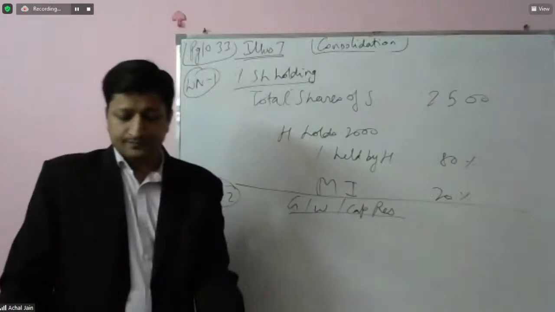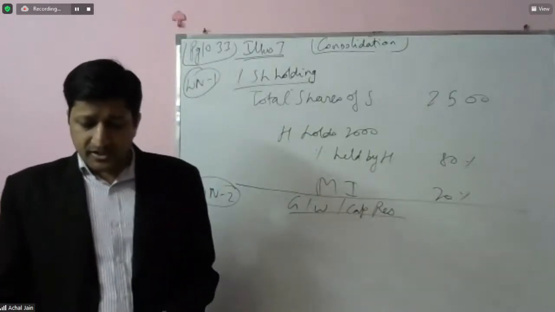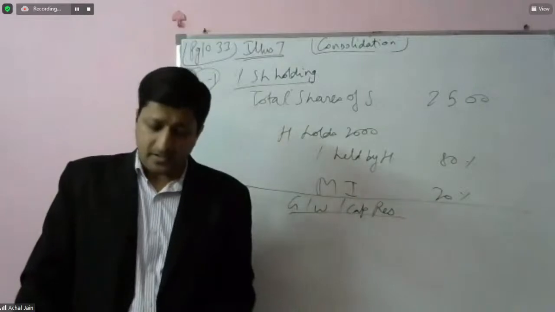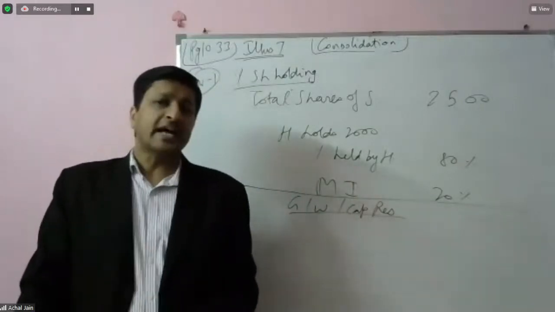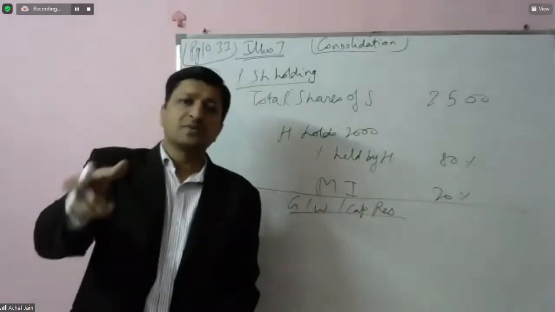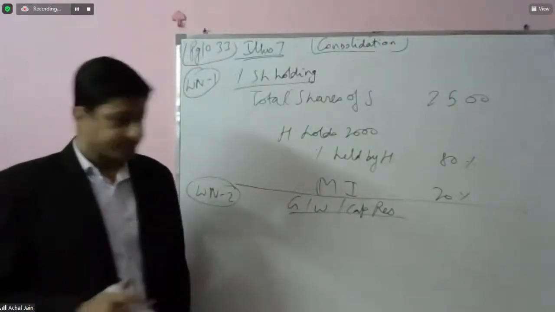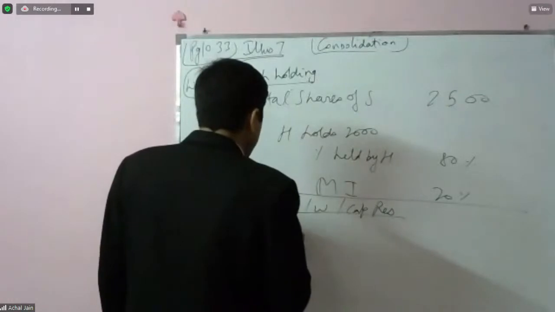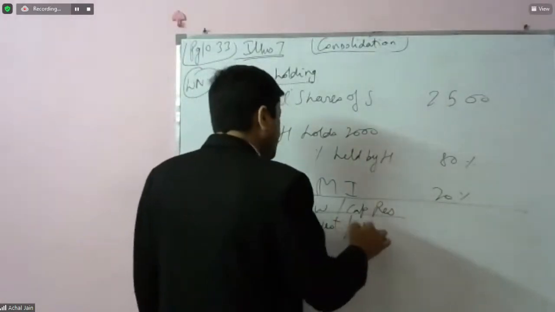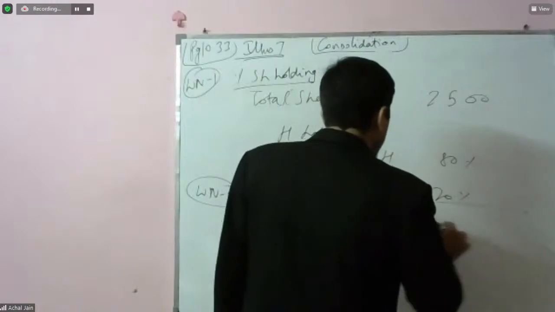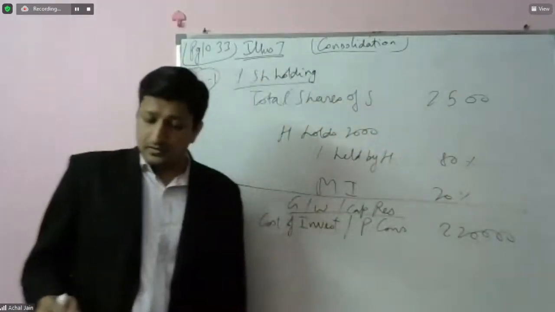So now, what purchase consideration do we have in this? Yes. The amount which is invested by H is entirely in S. So this must be the purchase consideration. Correct? So we can say cost of investment is nothing but the purchase consideration. This was 2,20,000.